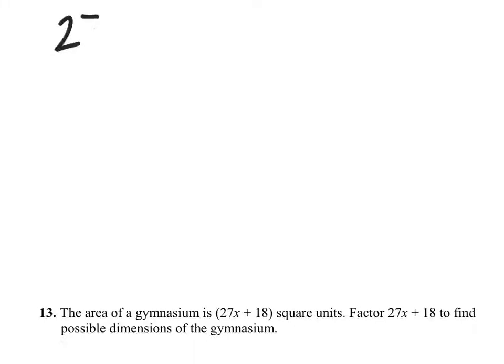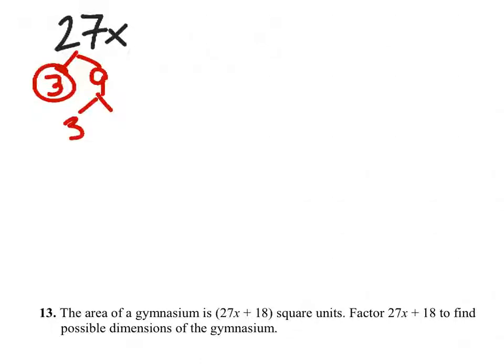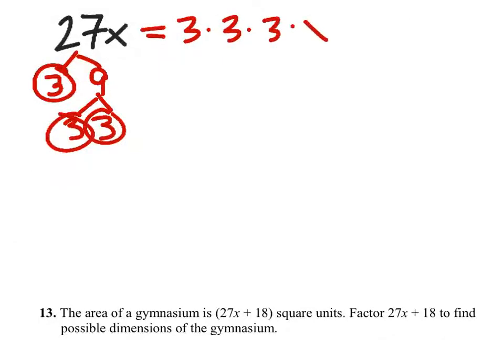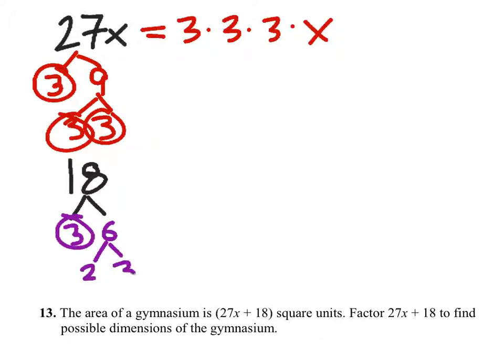So, for example, 27x. The 27 we can split up into 3 and 9. The 3 is prime. Well, 9 splits up into 3 and 3. So those are all primes. So now we see that 27x is 3 times 3 times 3 times x. Then we got the 18, which splits up into 3 and 6, or 2 and 9 if you want. And then 6 is a 2 and a 3. So 18 is just 3 times 3 times 2.